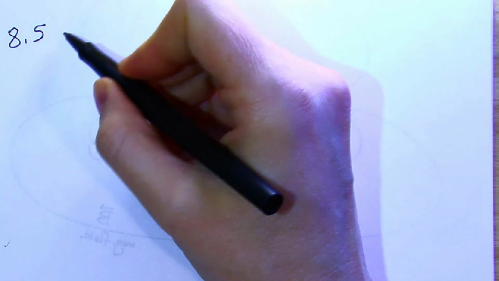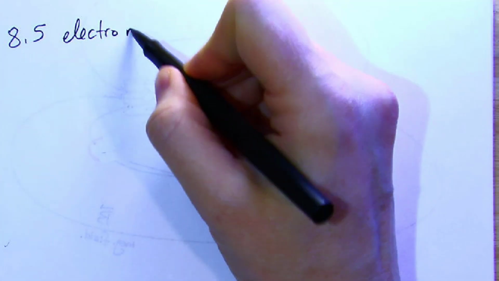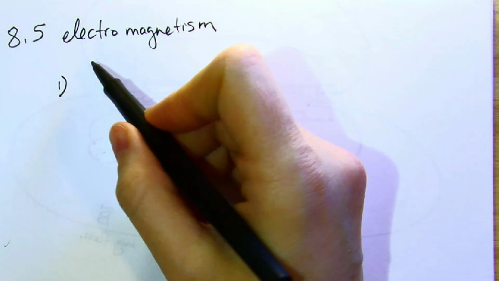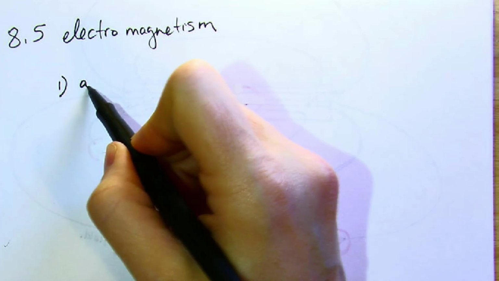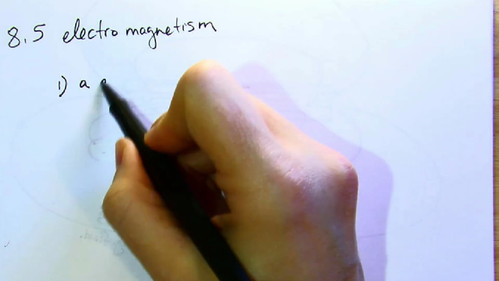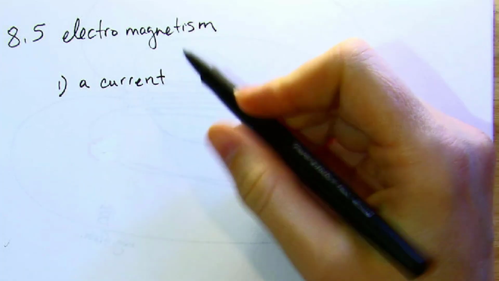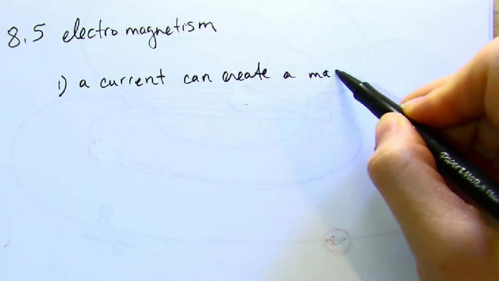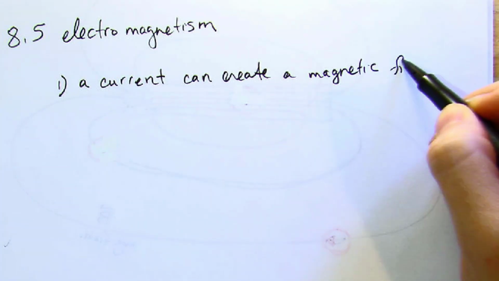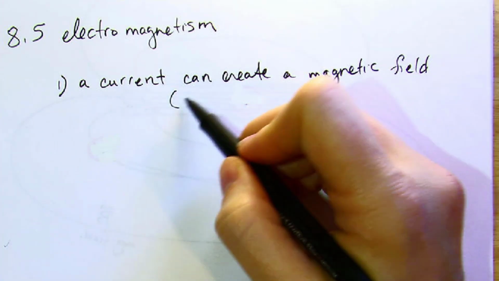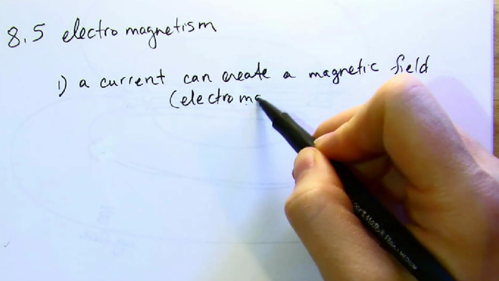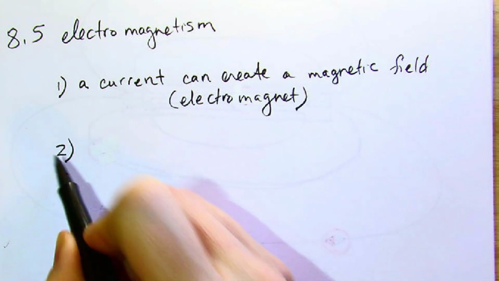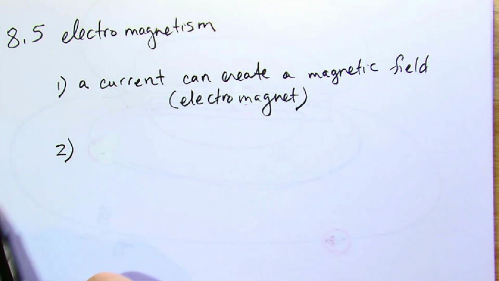8.5, electromagnetism. We've already done some of it. The part we've already done is that a current, which is moving electric charges, can create a magnetic field. And that was an electromagnet. But then the flip side to that is that a moving or changing magnetic field can create a current.